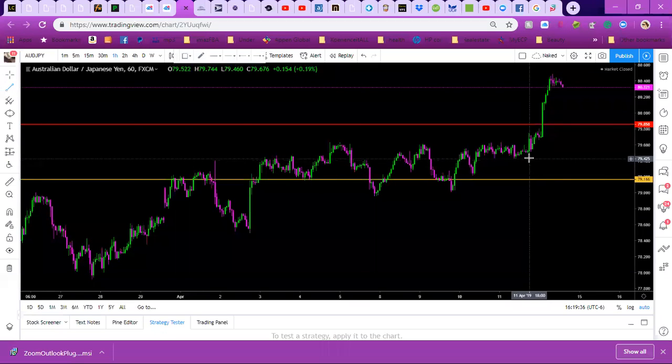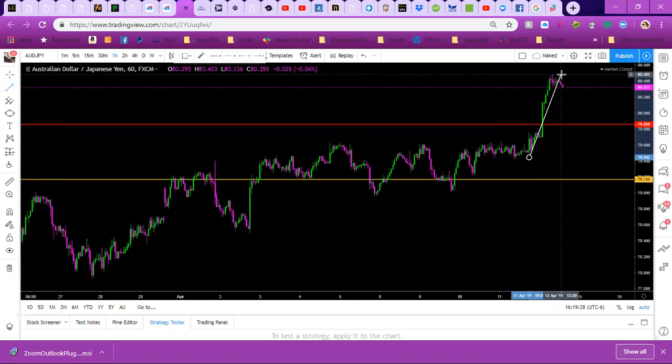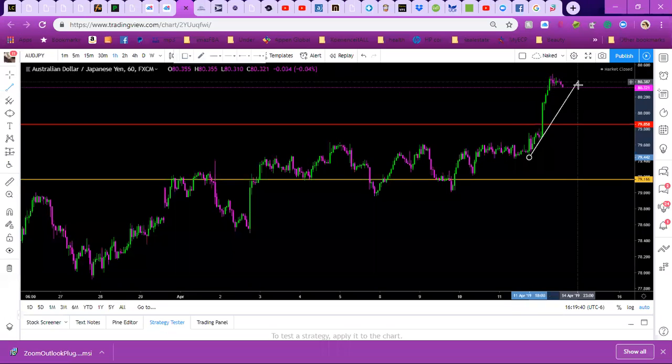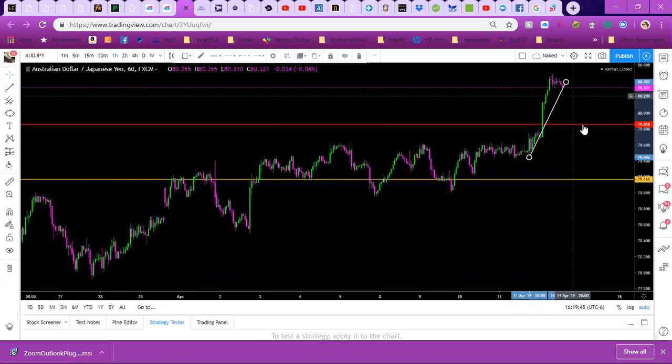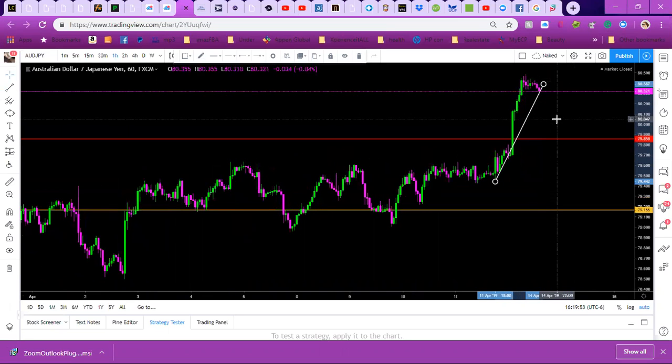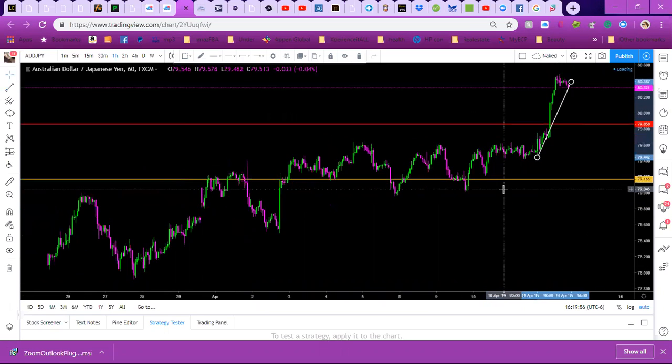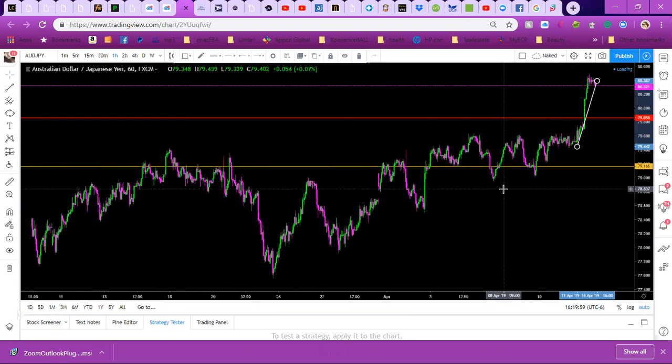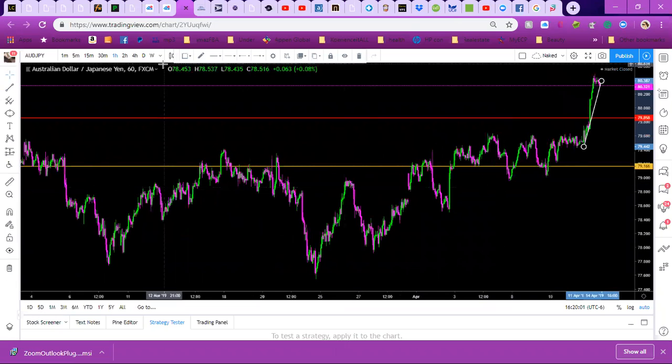Super simple stuff. Sorry, that zoom thing is kind of in the way of where I want to put it. I would want it to break that and then retest before I would even consider anything. And I'm guessing it's only going to come down to that 50% area and then go up, but I don't know. So that one's just not a very pretty trade. Not pretty at all.